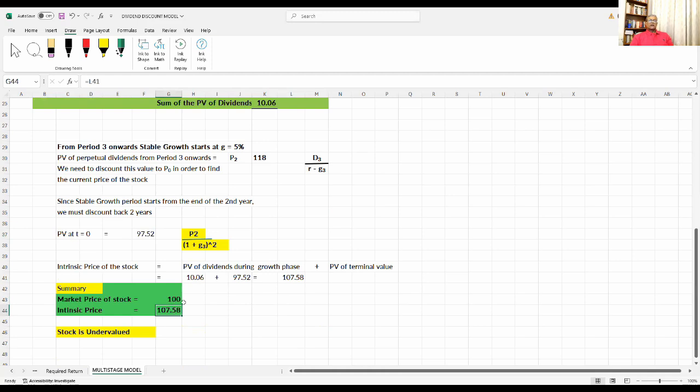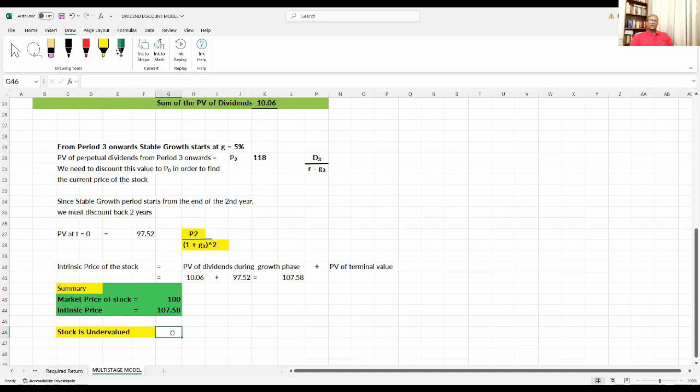Now you see the market price of the stock is 100, whereas the intrinsic price is more than that. It's 107.58. So what does it tell me? That the stock is undervalued. It is selling for less than the intrinsic value of the stock. So then it's a good buy.